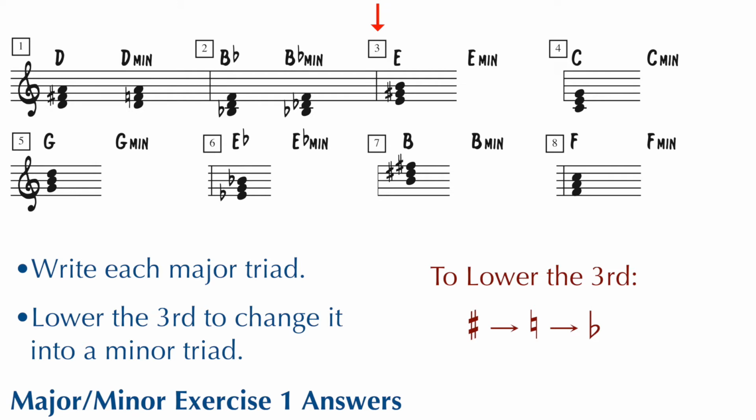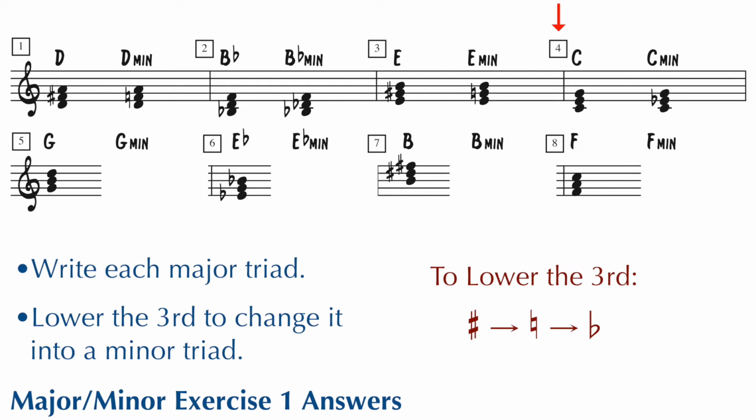Number 3, E major should be E, G sharp, B. E minor, we lowered the third of the E major chord to a G natural, so now we have E, G, B. Number 4, C major chord should be C, E, G. To change that C major to C minor, we lowered the third of the chord, the E, to an E flat. Now we have C, E flat, G.